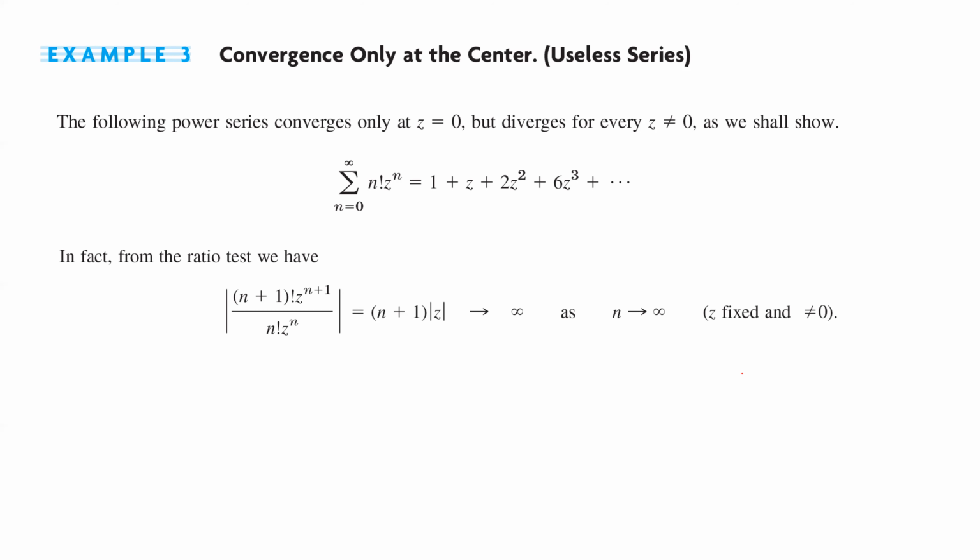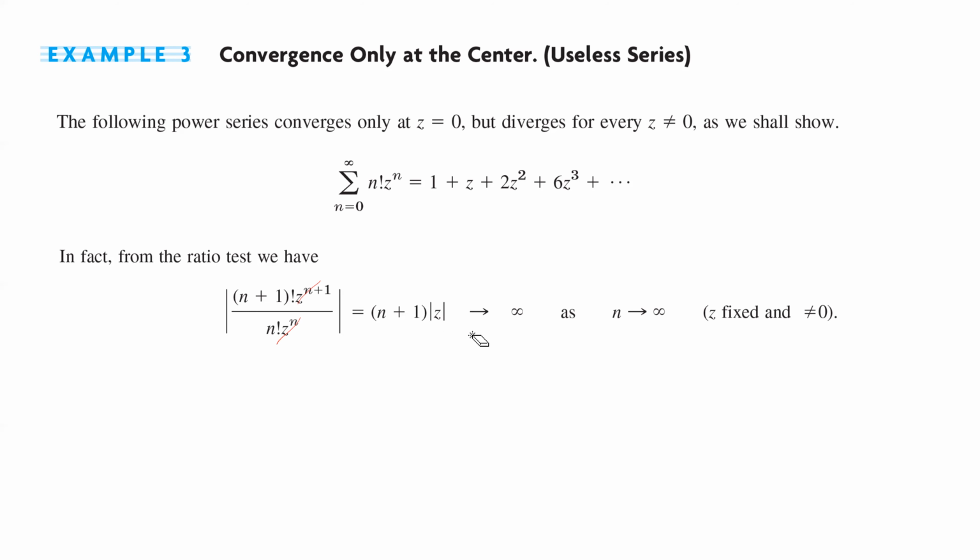Absolute value of a sub n plus 1 divided by a sub n is n plus 1 factorial z to the power n plus 1 divided by n factorial z to the power n. And you see that z to the n cancels, so you get z in the numerator, and n plus 1 factorial over n factorial becomes n plus 1. And this goes to infinity as n goes to infinity for any value of z. z is fixed, remember. z is fixed, but n goes to infinity. For every fixed value of z, this goes to infinity. Okay?